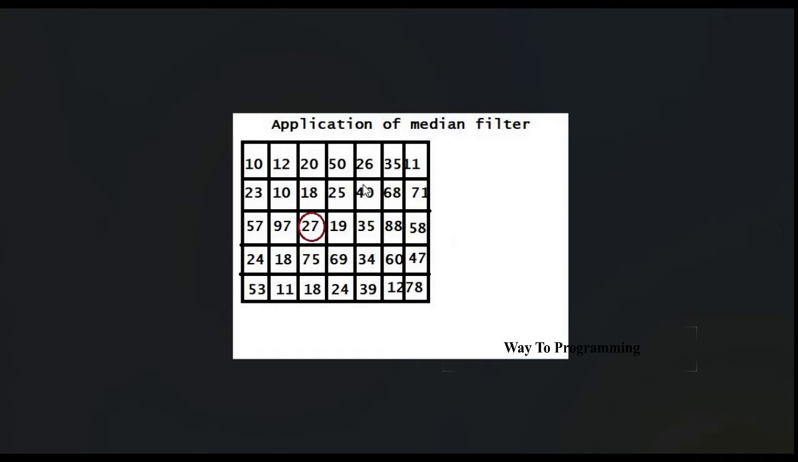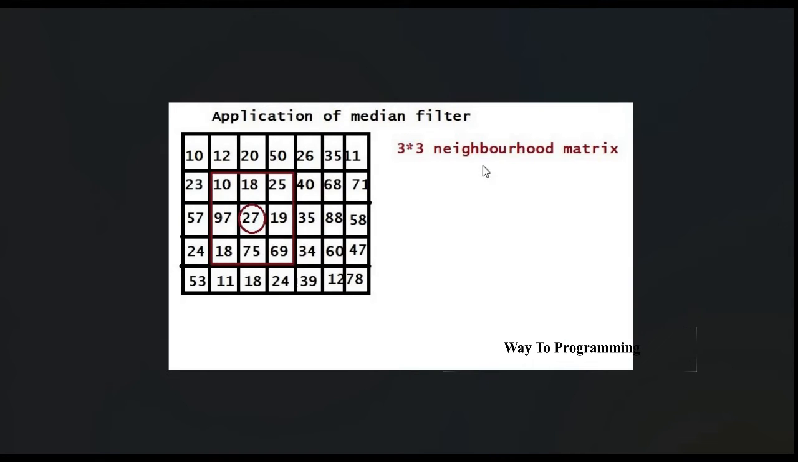If this is the image with all the pixel values, and we want to apply it on 27, we'll first choose a 3 by 3 neighborhood matrix. You can easily choose the neighborhood matrix. It has to be 3 by 3, and the pixel that we are targeting should be the center pixel. So pick the immediate values to the left and right, the diagonal values, and the values above and below. This will make your 3 by 3 neighborhood matrix for that specific pixel.